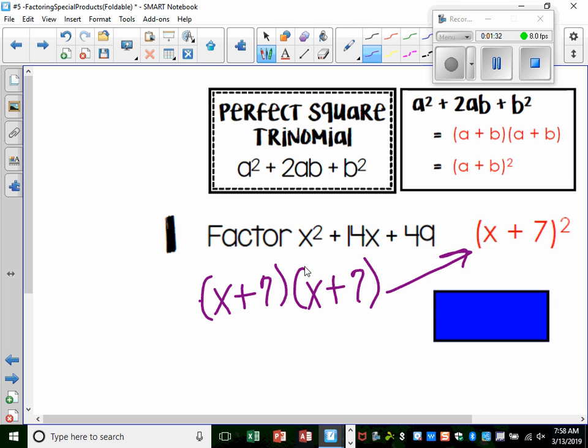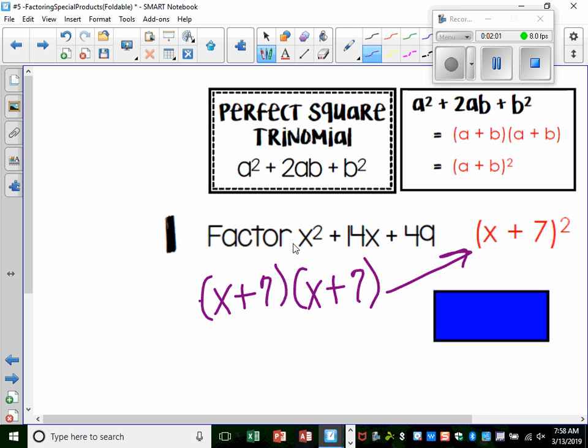And let me tell you why it's a perfect square trinomial. Not just because this term is a perfect square and this term is a perfect square, but it also depends on this middle number. So when I take the square root of 1 is 1, the square root of 49 is 7. When I double that, that means multiplying it by 2, I do get 14. Okay, that is why it's a perfect square trinomial.